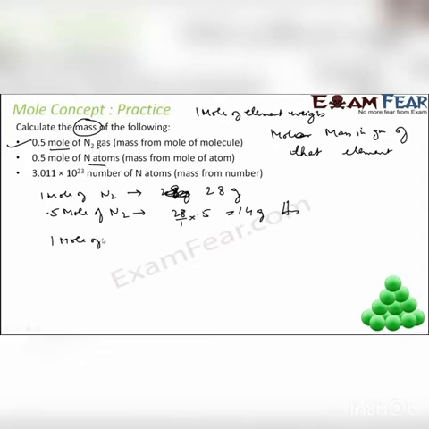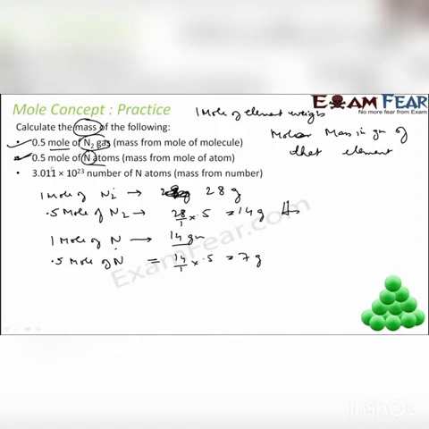So again, 1 mole of N atoms will be how many grams? 14 grams. But the molecular mass of N atom will be 14. Molecular mass of N2 will be 28 because there are 2 N here. So 0.5 mole of N will be 14 by 1 into 0.5, that is 7 gram. Please note that N atoms and N2 gas both are different.